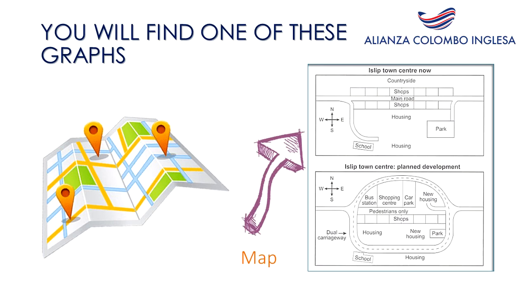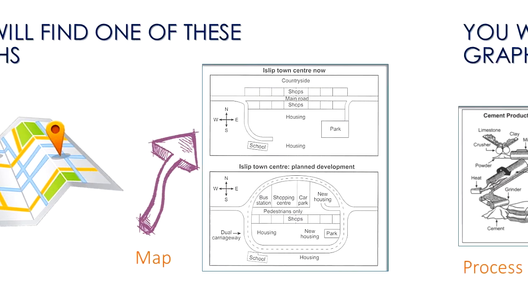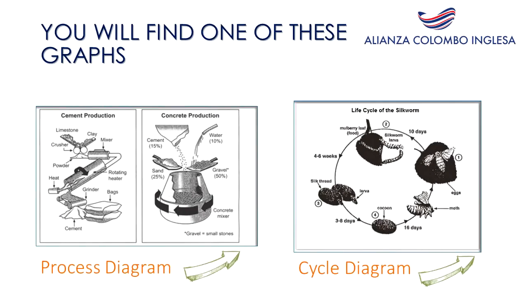And now, talking about the second type, you could also find information displayed in a diagram. In this case, we could find a map where you will basically have to select information about what you can see, about location of things and different changes that could happen. You could find information in the form of a process diagram, which normally is a man-made process, or you could find information in the form of a cycle, which normally describes a natural process.